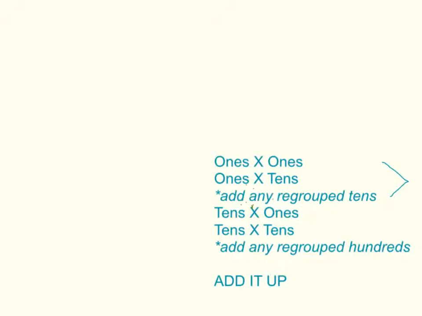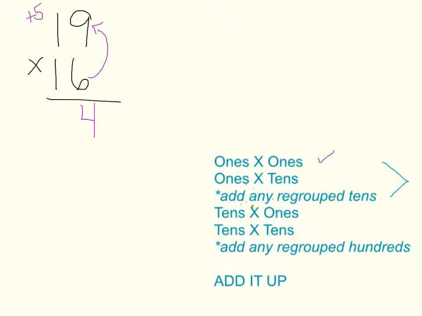So if we're going to complete the problem of 19 multiplied by 16, I'm going to follow my steps. Step number 1 is to multiply my ones times my ones. 6 times 9 is 54, 4 tens, 5 ones. Multiply my ones times my tens. 6 times 10 is 6 tens, plus 5 more tens is 11 tens, otherwise 110.